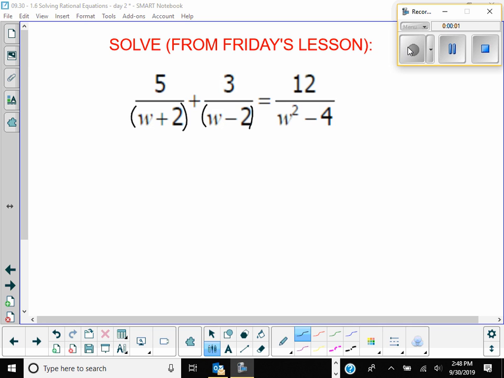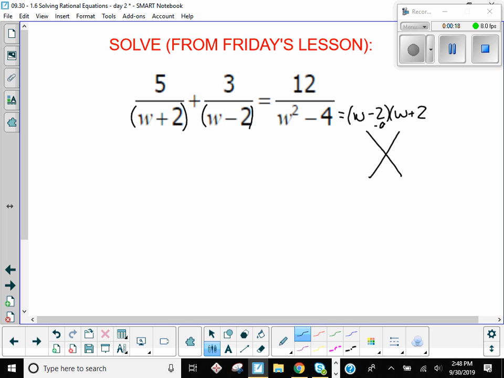You can either remember your difference of two squares, which you would automatically write like this, w minus 2, w plus 2, because those are perfect squares. Or if you just like to swing everything, you could do this.